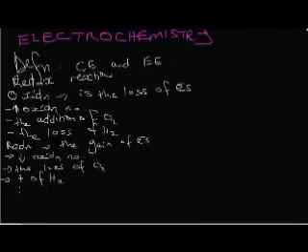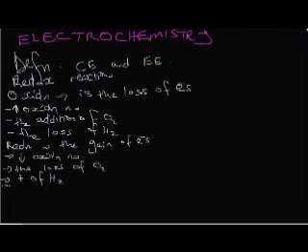But in this case, we are going to use the first two definitions. That is, for oxidation, we have the loss of electrons and the increase in the oxidation number. For reduction, we are going to use the gain of electrons and the decrease in the oxidation number.